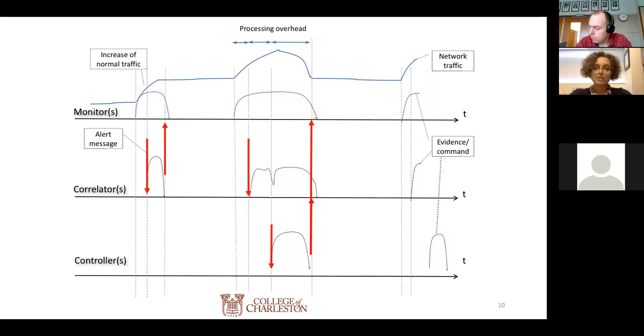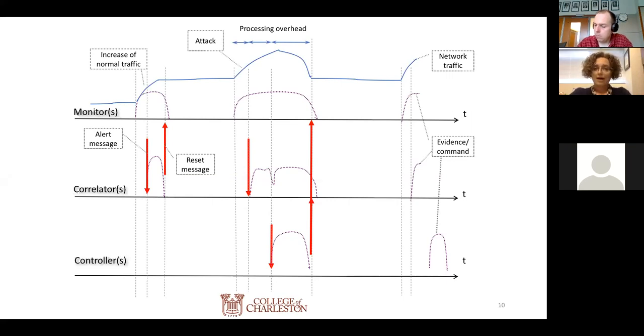So the correlator takes that message and processes it, correlating it with the flow table information that it gets from the controller. And in this first case, it finds that the increase in normal traffic was just a normal increase, an influx of traffic, what we call a flash crowd or something like that. There's nothing wrong with the traffic. There's nothing wrong with this increase. So it sends a reset message to the monitor to reset the threshold, increase it a little bit so that it's not that sensitive to the increases in traffic.